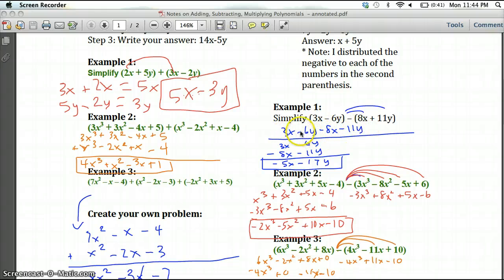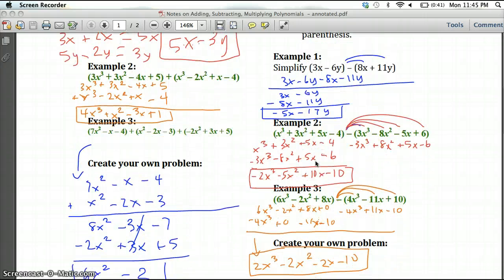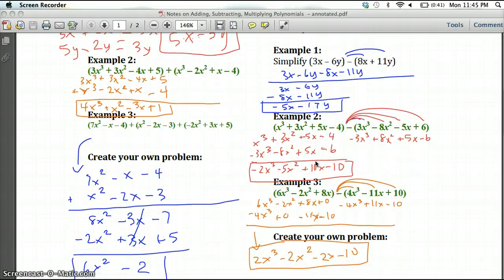So then again, we're just going to combine like terms. So 3x minus 8x and a negative 6y minus 11y. So 3 minus 8 is just a negative 5x, and a negative 6y minus 11y is a negative 17y, and that's my answer. So let's look at example 2.